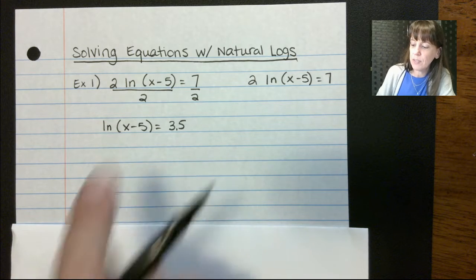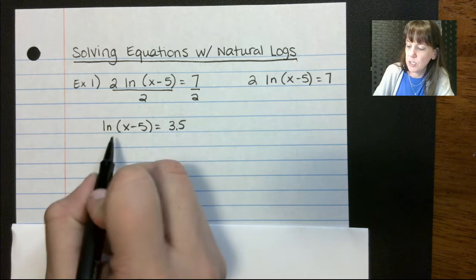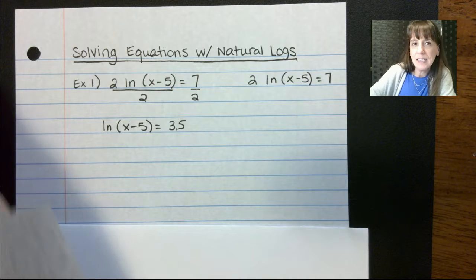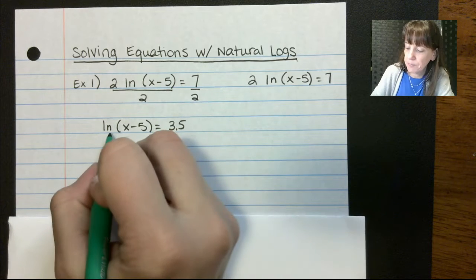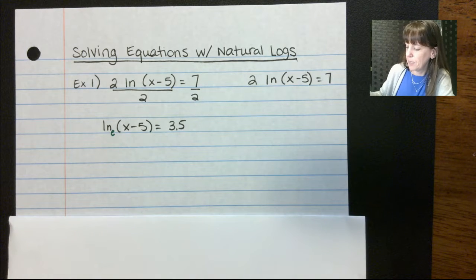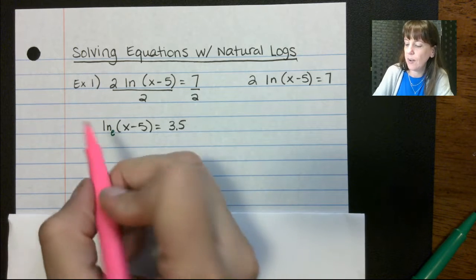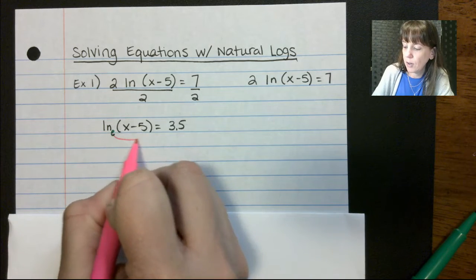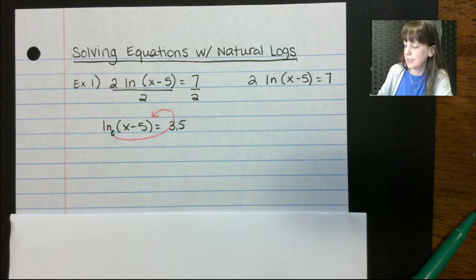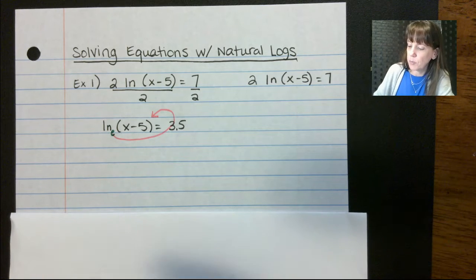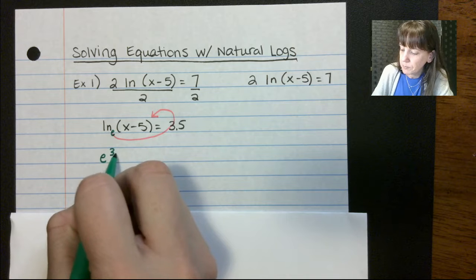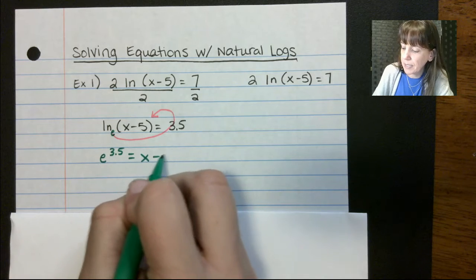Now, once we have this logarithm like this, remember, the base of a natural log is e, so I'm going to throw a little e in there. We'll use a green pen. And when we have it looking like this, we can now do our scorpion or our snail and say e to the 3.5 power equals x minus 5.